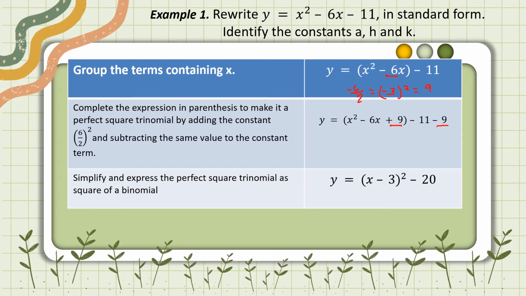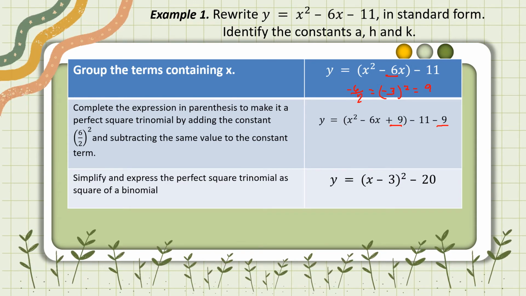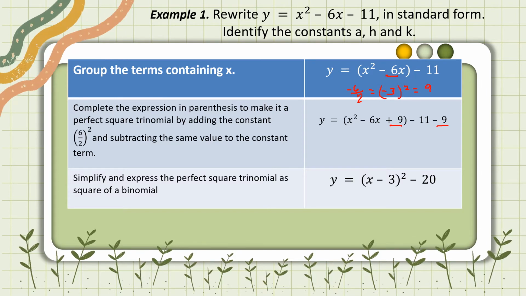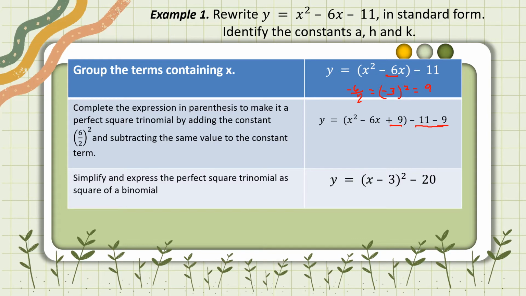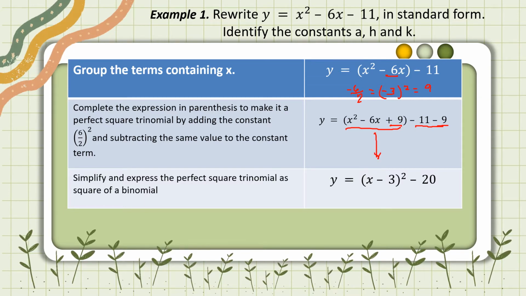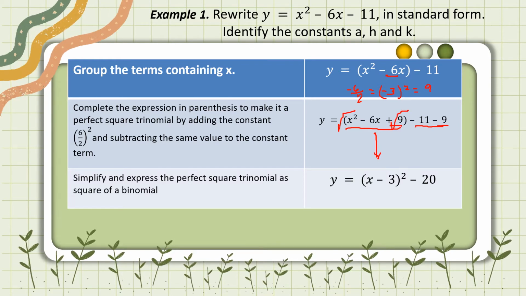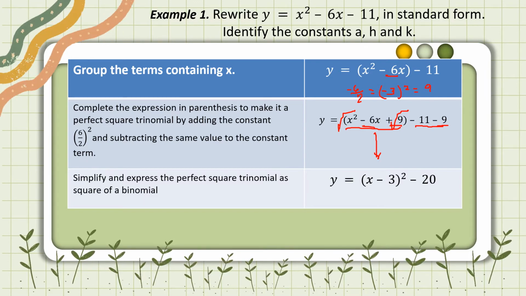So, we need to complete the expression in parentheses to make it a perfect square trinomial by adding the constant, 6 divided by 2, and subtracting the same value from the constant term. Once we get this, we combine. Since this is a perfect square trinomial, we convert it into a square of binomial. Square root of the first term and square root of the last term: x. The middle is negative, so minus. Square root of 9, that is 3. Quantity squared. Don't forget the quantity squared.